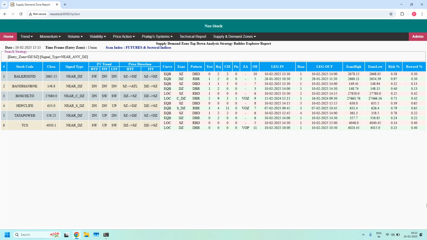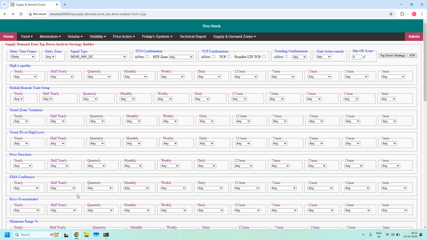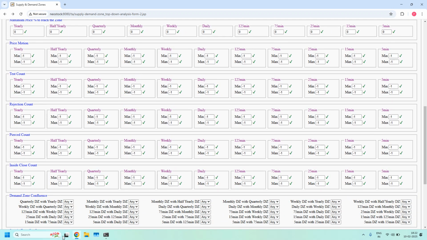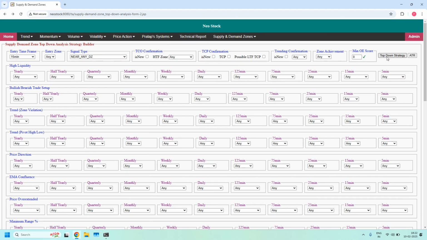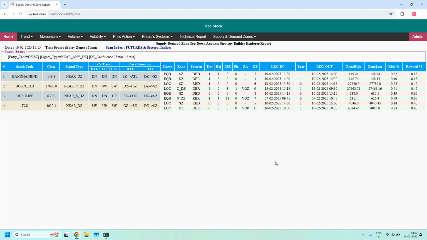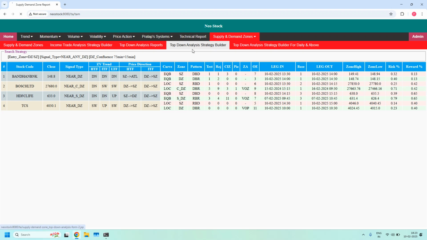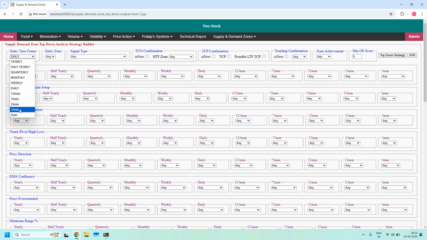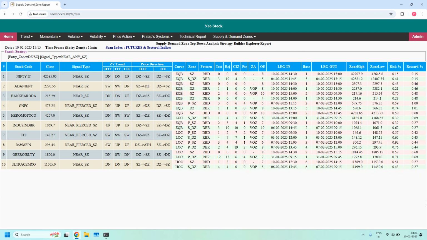Okay, let us identify zone confluence. How many of these zones are having zone confluence? So that is a 15 minutes demand zone with 75 minutes demand zone confluence, ITF zone confluence. We got 4. But second stock is a pierced zone, not useful. Okay, next 15 minutes time frame. Stocks near 15 minutes supply zone, we got 10 stocks.